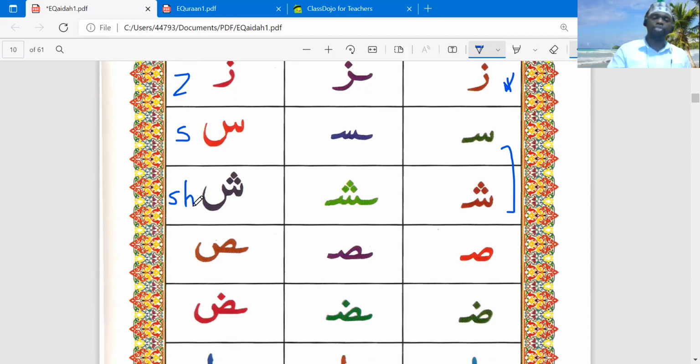Shin has got two dots. So don't say sin, it's not the same thing as shin. They are different, sin and shin, as you can see in my mouth.